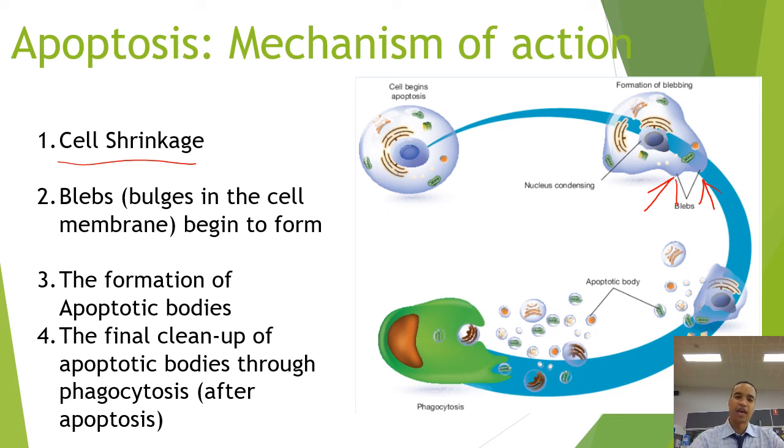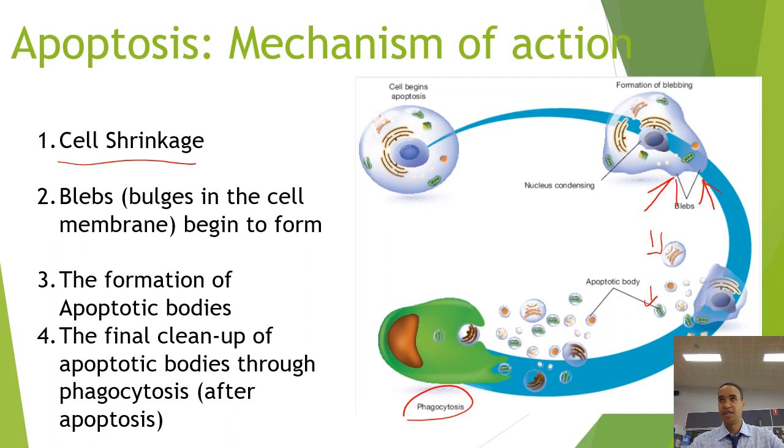Eventually, those blebs will start forming our apoptotic bodies. This is where the internal contents of the cell, the contents of the cytoplasm, the nucleus, and the organelles, will be contained in these apoptotic bodies, which are like vesicles. These apoptotic bodies will then float around freely, where they can be cleaned up by phagocytes.